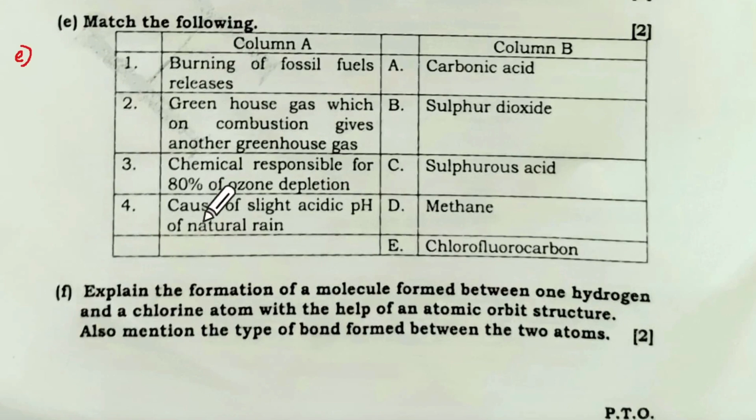Now here there are 4. Each one is having half mark. So number 1, burning of fossil fuels release. What do they release? Fossil fuels. Not this, not this, not this. Which one is it? Is it methane?